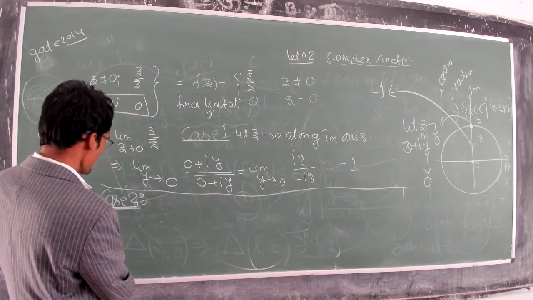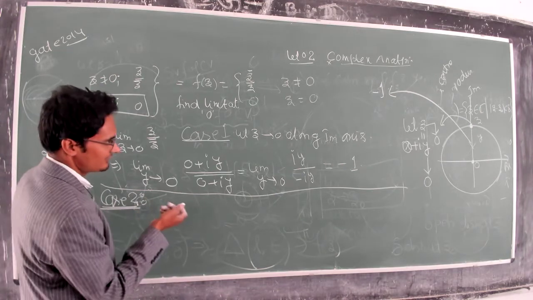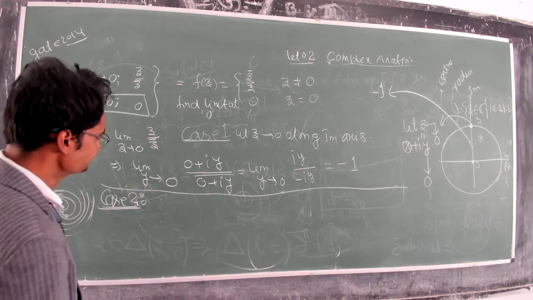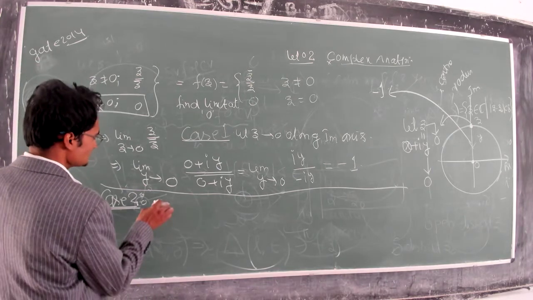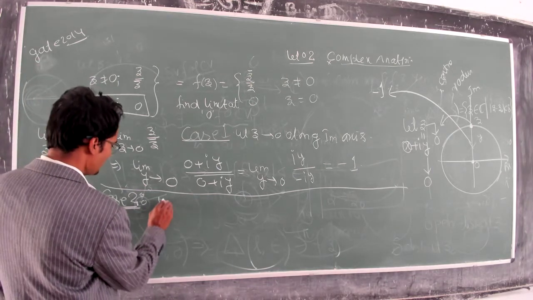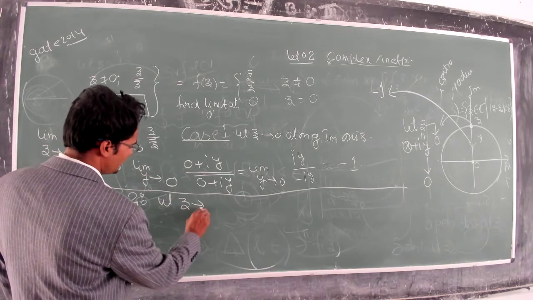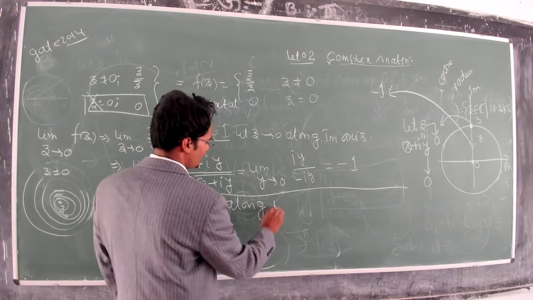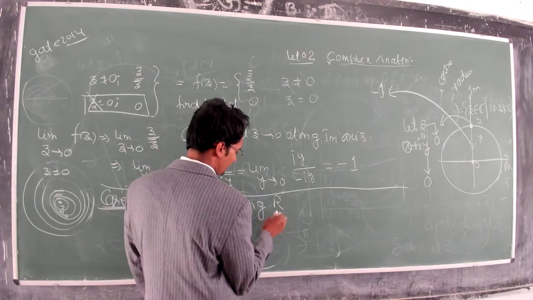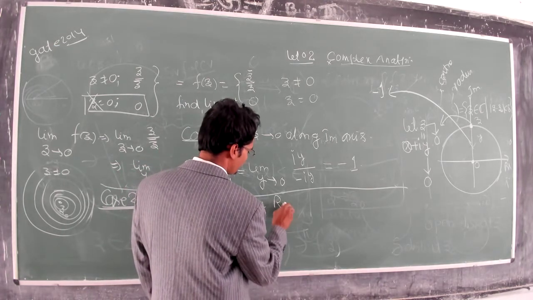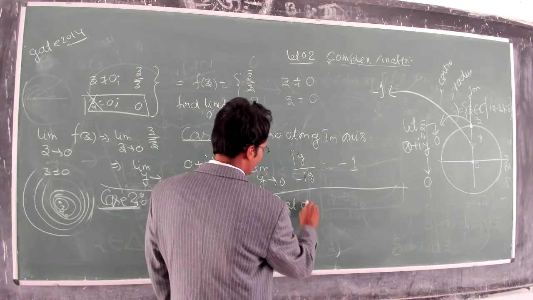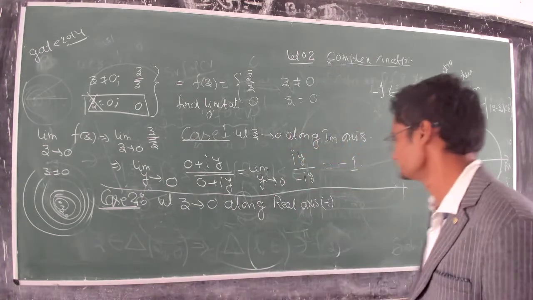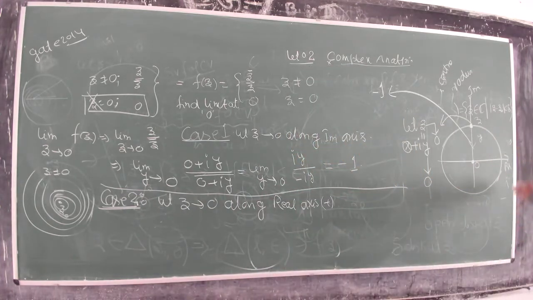So, along what? Along our real axis. Case number 2: let z tend to 0 along the real axis, the positive real axis. Yes, positive. You can take anything. Positive real axis is here, if you remember.